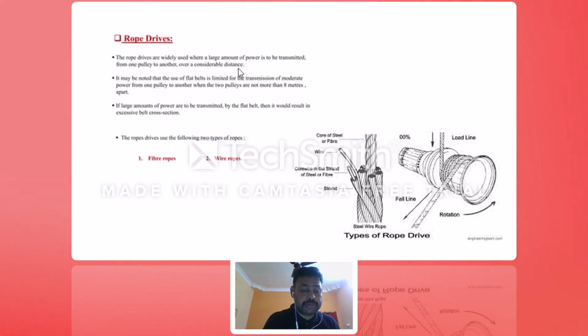In rope drives you have two types. One is fiber ropes, another one is wire rope. Fiber rope, you can see in almost all wells, and the wire rope you can see at construction sites. They will use the wire rope instead of this. The problem with fiber rope is that it is made up of coconut fiber. It is a biodegradable one. If you buy a new rope and keep it for 1 or 2 years, automatically it will get biodegraded. If you use a biodegraded rope, what happens? The rope will cut down and it will create some accidents.